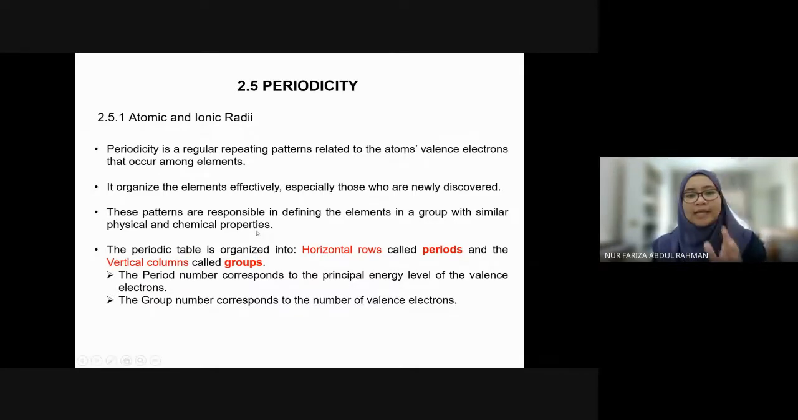So they were arranged based on similar physical and chemical properties. That's why we have groups and also rows. For groups, those elements in the same group have the same or similar physical and chemical properties. The periodic table is organized into horizontal rows called periods and vertical columns called groups. The period number corresponds to the principal energy level, which is n, of the valence electrons, and the group number corresponds to the number of valence electrons.